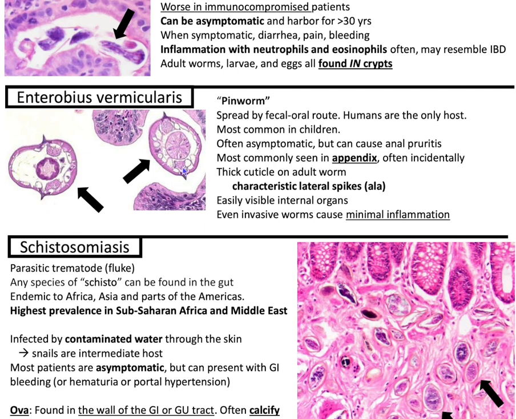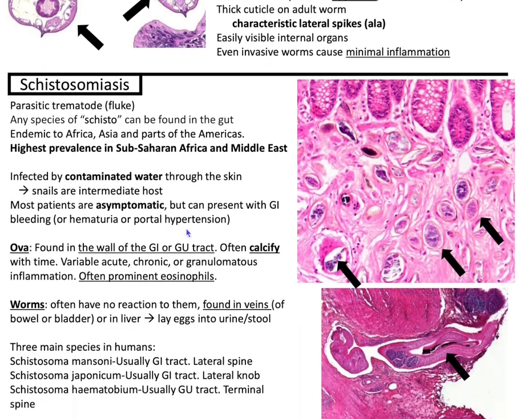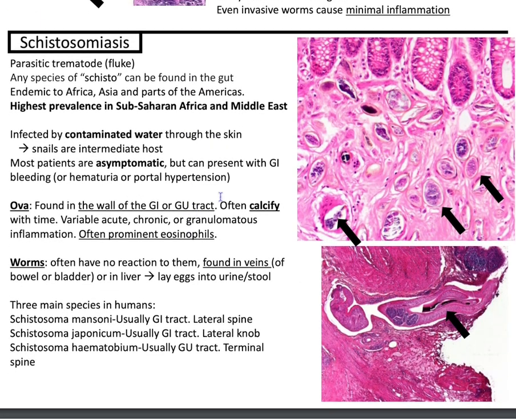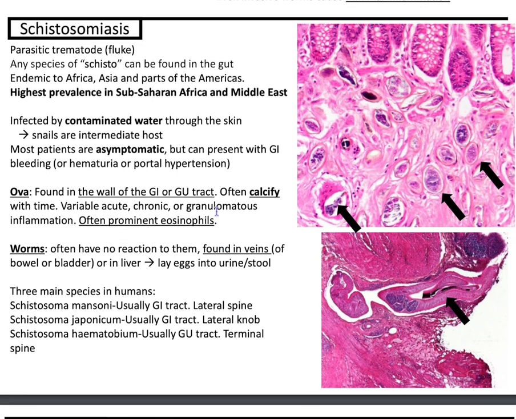And it has easily visible internal organs, and even invasive worms cause minimal inflammation. Schistosomiasis. This is a parasitic trematode, or a fluke. Any species of schistosome can be found in the gut. It's endemic to Africa, Asia, and parts of the Americas, and the highest prevalence is in sub-Saharan Africa and the Middle East. It's infected by contaminated water, and it goes through the skin.